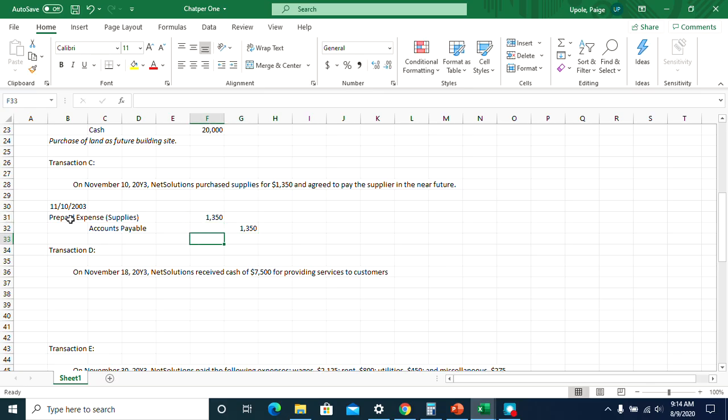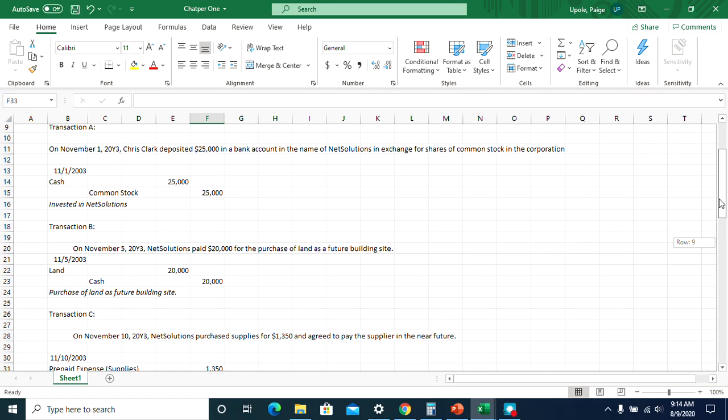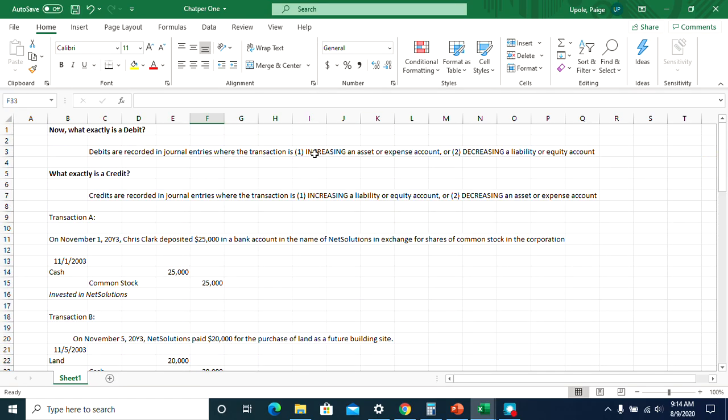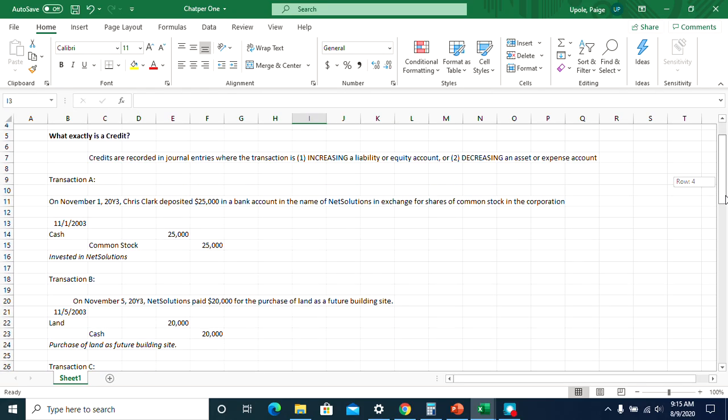Why do I debit and credit these things? We just revisit our entry, right? If we're debiting something, we're increasing an asset or an expense account. Prepaid expenses are an asset because they're a resource we can use in the future. They are not yet an expense to us, right? Because we haven't used them yet. So we're going to show them as an asset in the form of prepaid expenses.